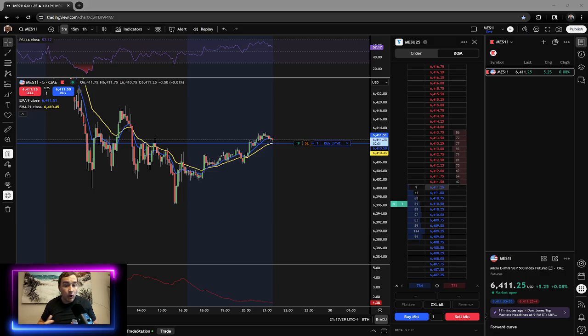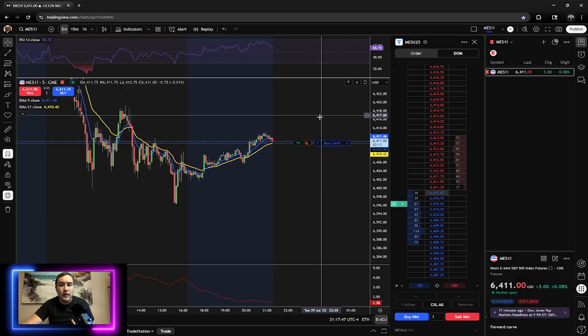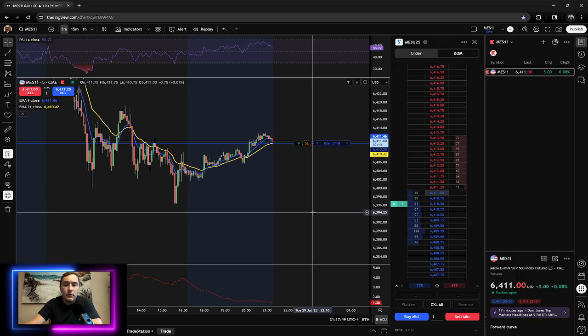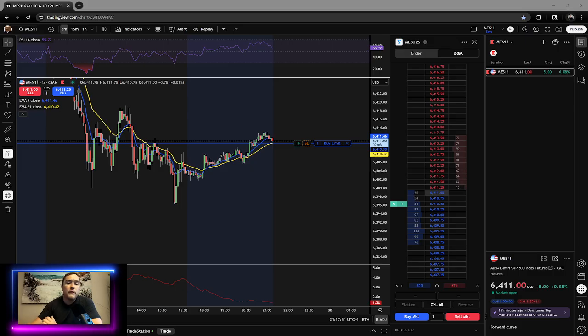The answer is no. I must enter in a long at or above, on a limit, the 21 period exponential moving average, which is the yellow line on the chart, or I must enter a short at or below the 21 period moving average. So let's go into why I use this system.